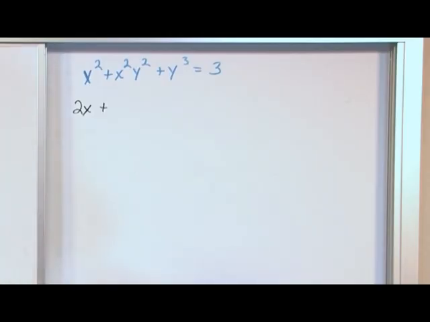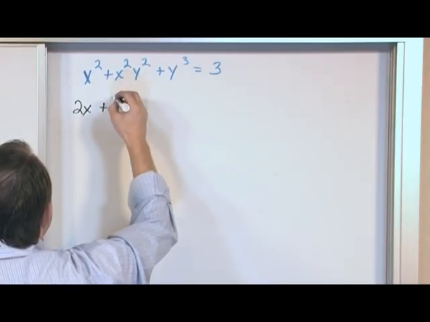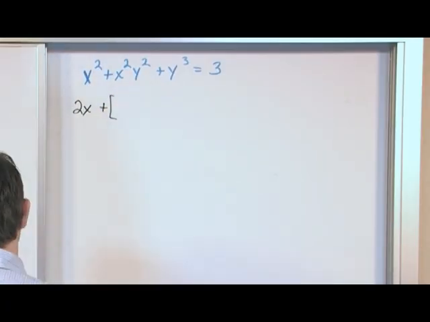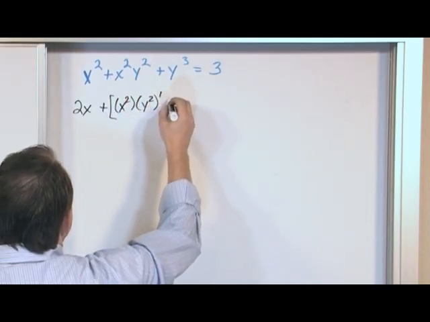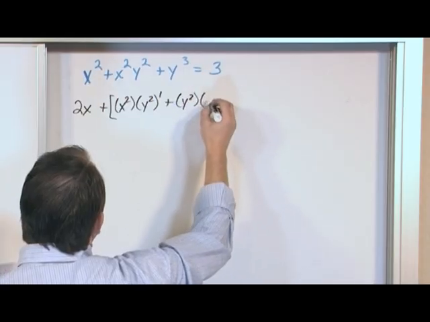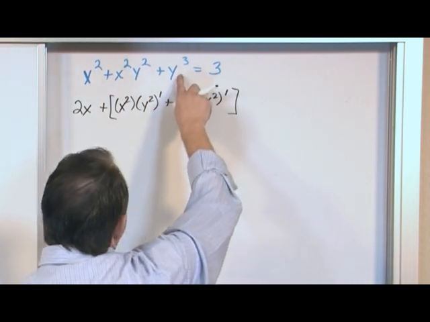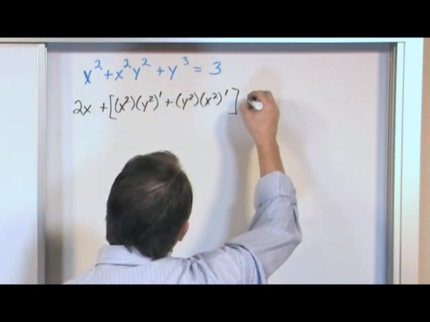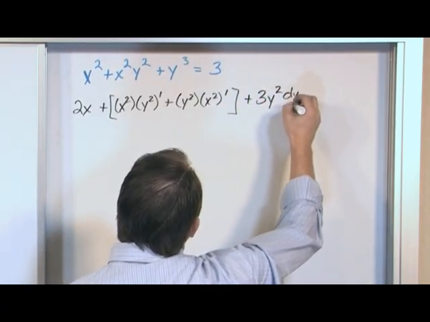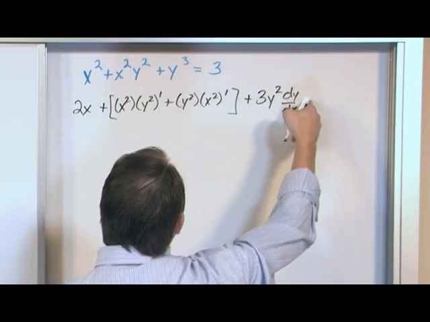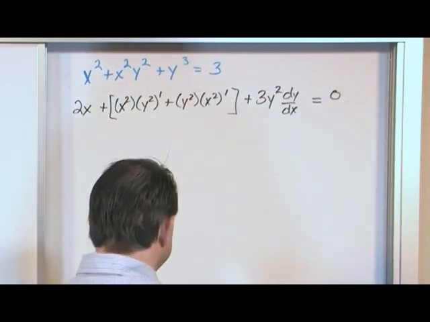Plus. Now when we get to this term, we have x squared y squared. This is two functions multiplied together, so we have to use the product rule. So it's going to be the first function times the derivative of the second function plus the second function times the derivative of the first function. We'll leave that job for later. And then finally we take the derivative of y to the third power, and we'll have 3y squared times dy/dx. Anytime we're dealing with the y's, we just tag a dy/dx after we take the derivative. On the right-hand side, the derivative of 3 is 0.